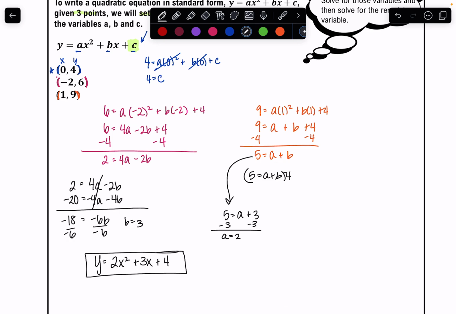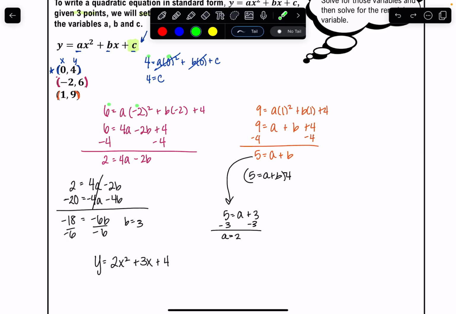Okay, so I went from having a list of ordered pairs. Using that, I plugged in, notice how I plugged in every single ordered pair. Okay, so again, I did that 3 times. I plugged in 0, 4. I plugged in negative 2, 6. I plugged in 1, 9. Okay, I did 3 problems there to create 3 equations.